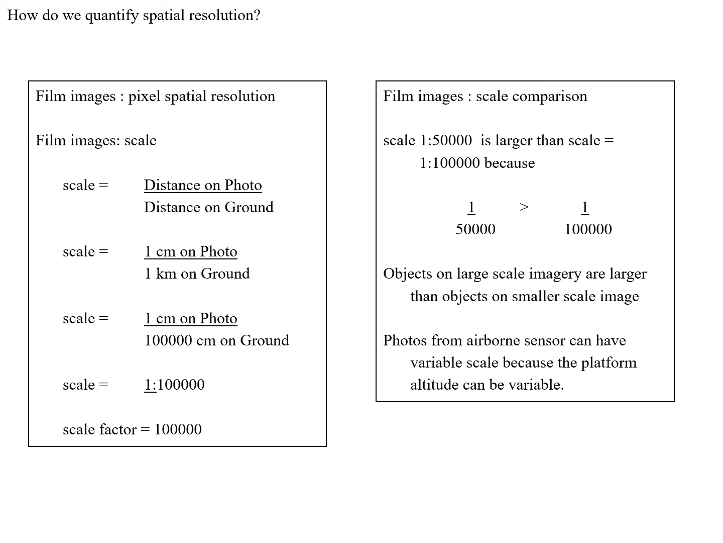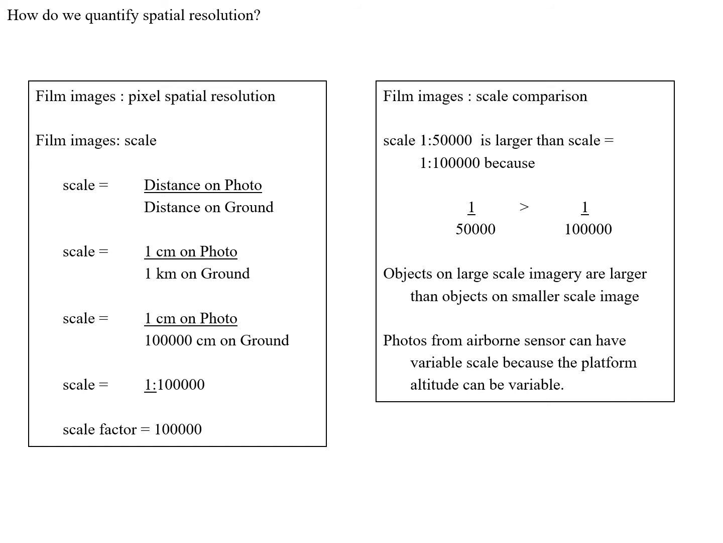Scale comparison. So a scale of 1 to 50,000 is larger than a scale of 1 to 100,000, because that fraction, 1 over 50,000, is greater than 1 over 100,000. The way to remember this is that objects on large scale imagery are larger than objects on smaller scale imagery.